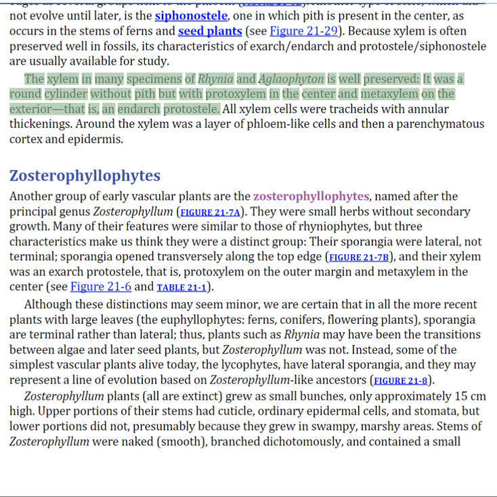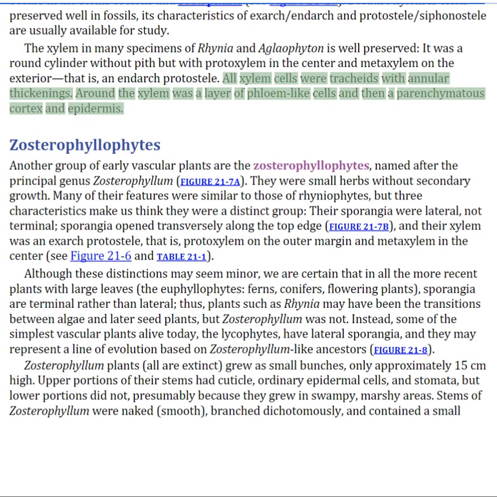It was a round cylinder without pith but with protoxylem in the center and metaxylem on the exterior, that is, an endarch protostele. All xylem cells were tracheids with annular thickenings. Around the xylem was a layer of phloem-like cells and then a parenchymatous cortex and epidermis.